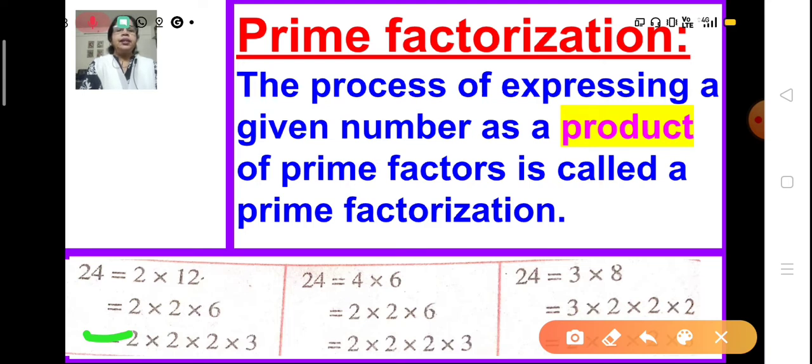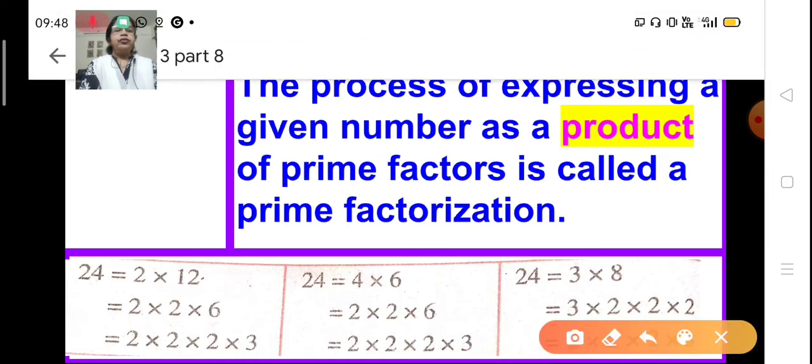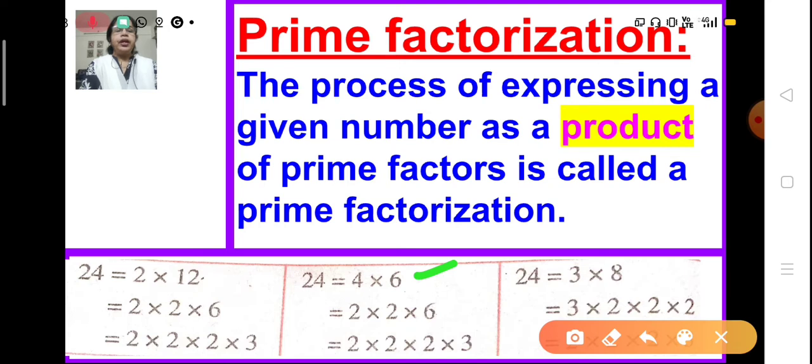Now let's go to the next example, next pair of factors, which is equal to 24. 24 is equal to 4 into 6. Now here we have two composite numbers, 4 and 6 both are composite numbers. So we again express 4 as 2 into 2 and 6 is the composite number now. So in the next step, 6 can be expressed as the product of prime numbers 2 into 3. So finally we get this expression of the factorization of 24 as 2 into 2 into 2 into 3, where all the numbers are prime, and so it is called the prime factorization of 24.